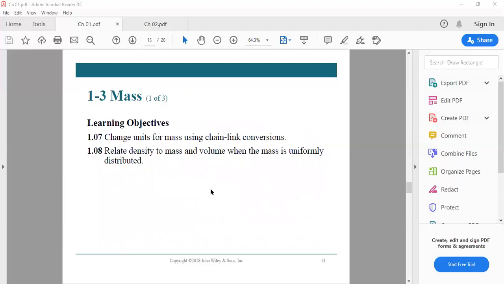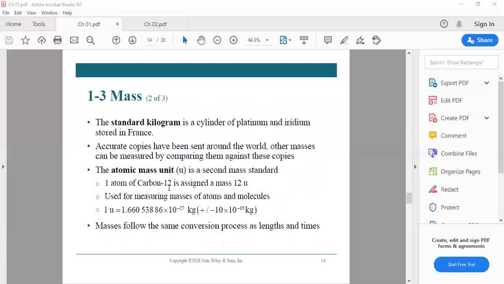And mass. We're going to change units for mass using the same chain link conversions and relative density to mass and volume, where the mass is uniformly distributed. So a standard kilogram is a cylinder of platinum and iridium stored in France. Why in France? Well, why not?